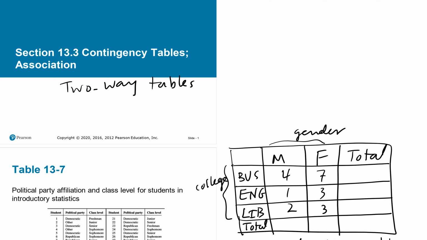So the first thing we need to learn here is, how do we complete this table? All you have to do is add horizontally. 4 plus 7 is 11, 1 plus 3 is 4, 2 plus 3 is 5. Vertically you get 7, 13, and here you get 20. That's how we start by completing the table.